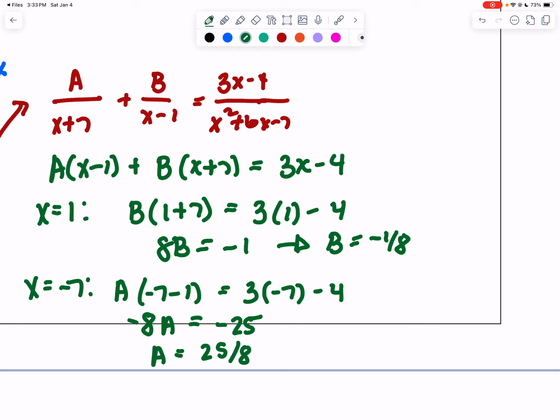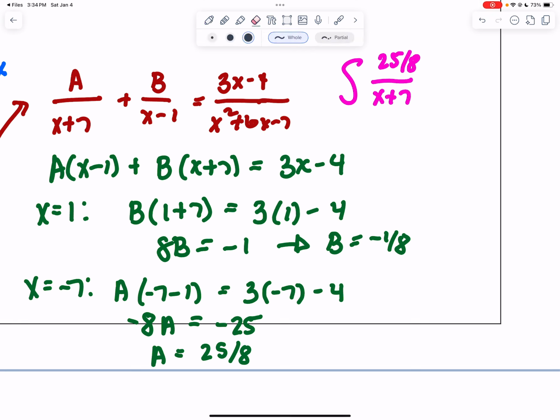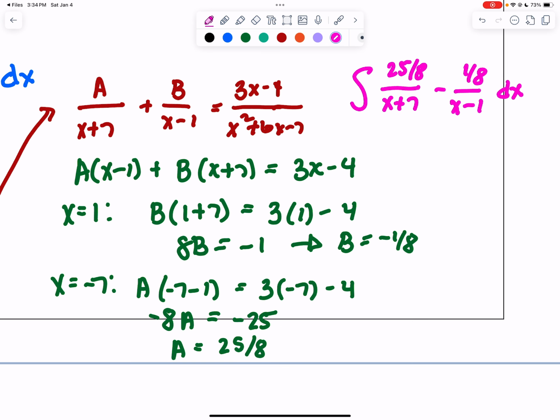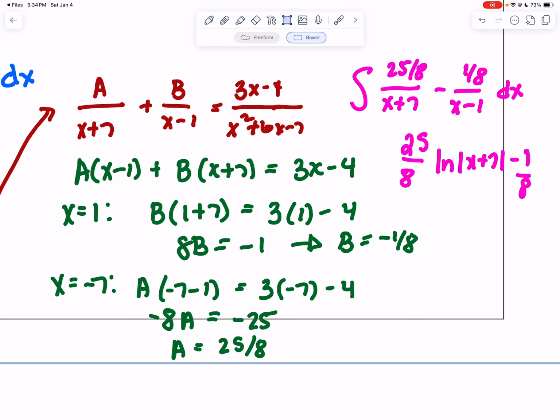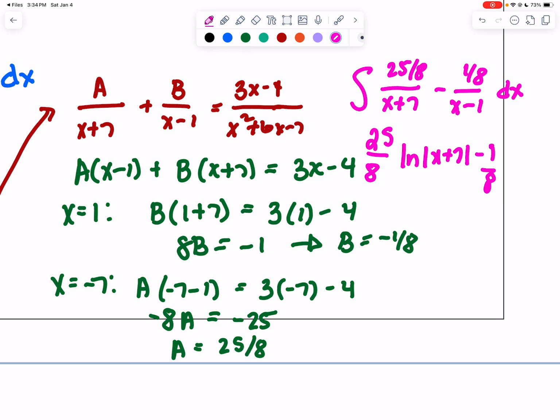So then that is going to give me the integral of 25 over 8 over x plus 7, minus 1/8 over x minus 1 dx. If I integrate this, then that's going to give me 25 over 8 ln of x plus 7 minus 1/8 ln of x minus 1 plus c.